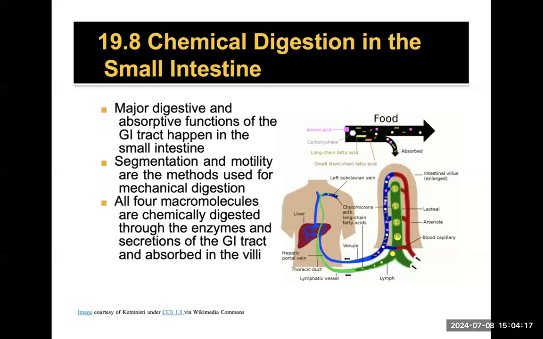Okay, chemical digestion in the small intestine. So we have major digestive and absorptive functions of the GI tract. And again, a lot of it's in the small intestine. Segmentation and the different motility methods are used to move them. And then all four macromolecules can be chemically digested with the help of enzymes and secretions of the GI tract in the villus.